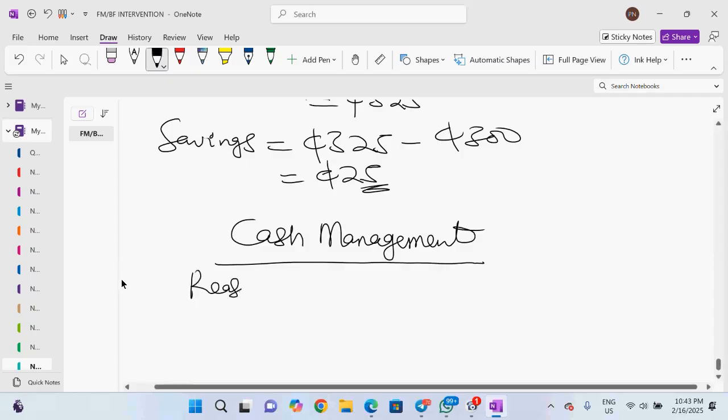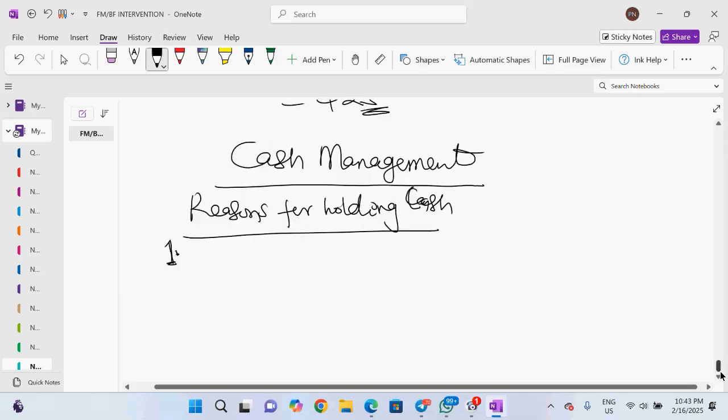So what are some of the reasons for holding cash in the first place? For transaction purposes.